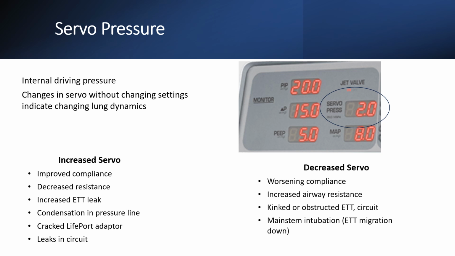A decrease in the servo pressure indicates that less flow is required to fill a space at the same pressure. So, this means that for a given pressure, less volume is being delivered. This may indicate that lung compliance is decreasing, or there is an obstruction in the system.